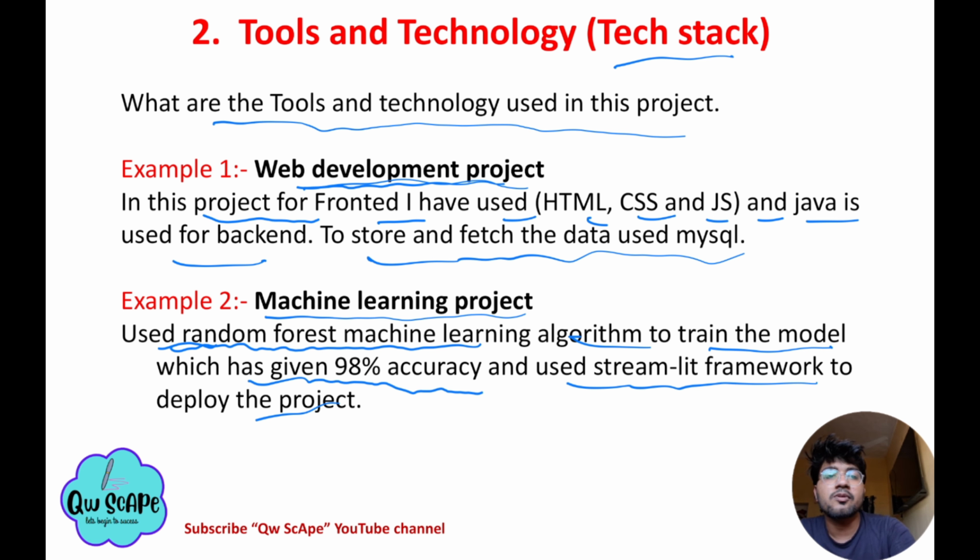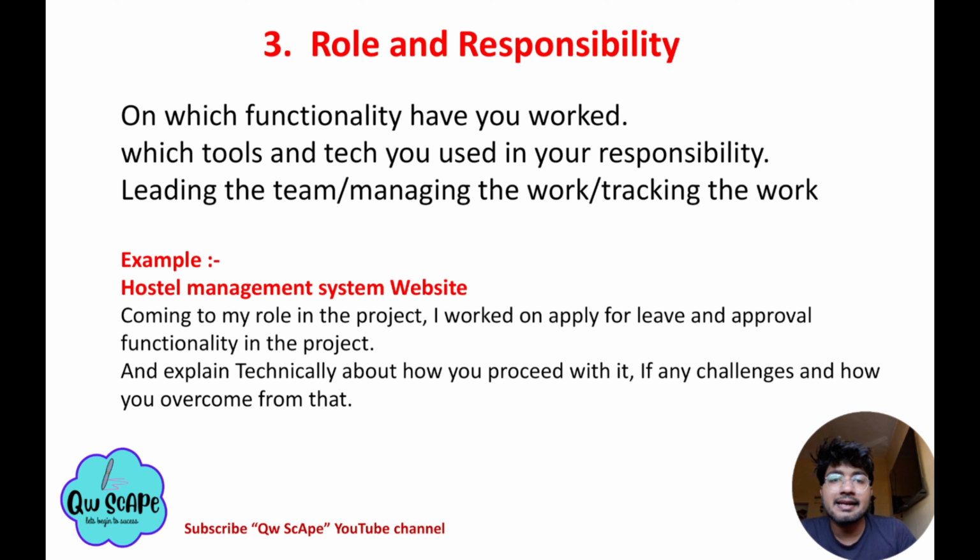Now coming to the third point, which is role and responsibility. What was your role in that project? Because as you know, on the project side there will be 4 to 5 members working on that project. You can't do all the work alone. All 4 to 5 people will support each other and split the tasks among themselves. So what was your task, your role and responsibility in that project, you have to explain very well to the interviewer.